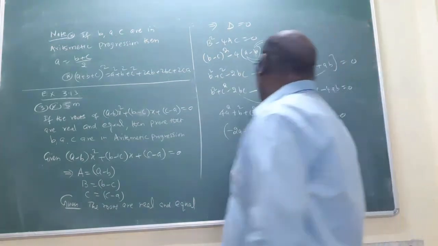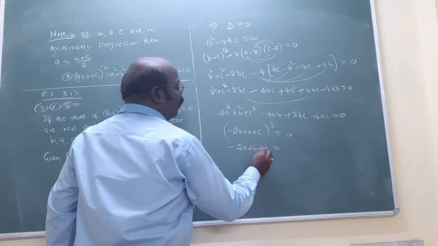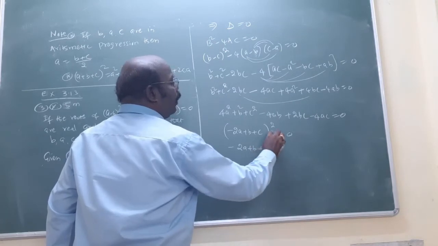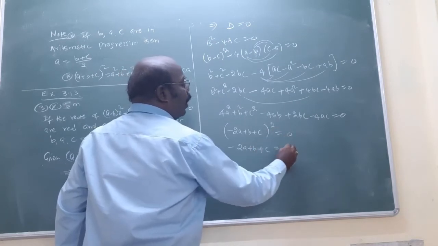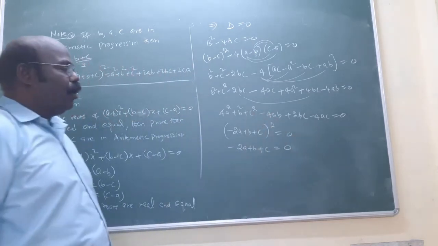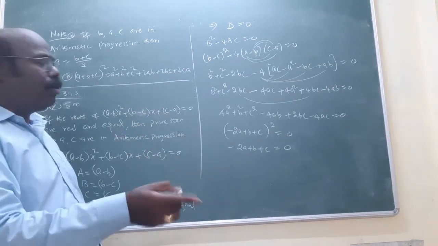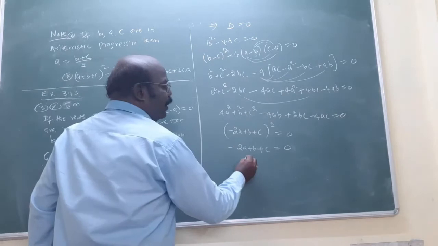Now the square, so automatically minus 2A plus B plus C equals 0. If the square is 0, the root of 0 will come, which is 0 only. Am I right? Taking the square root, the square and root cancel. That's it. Root of 0 is 0 only. Now, what is the answer?